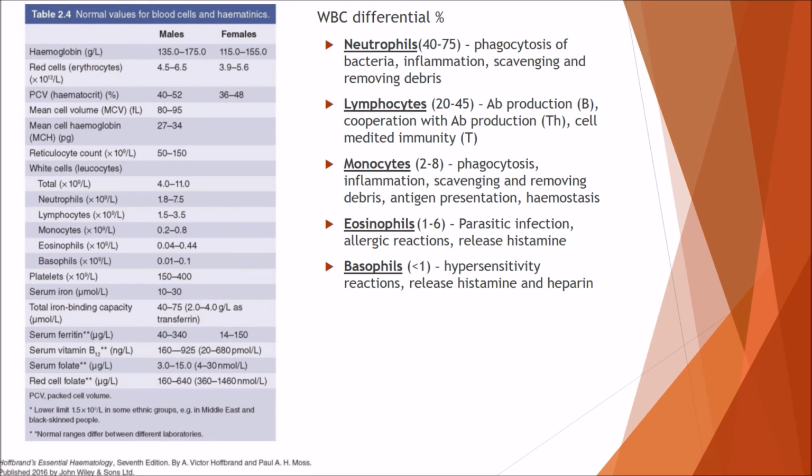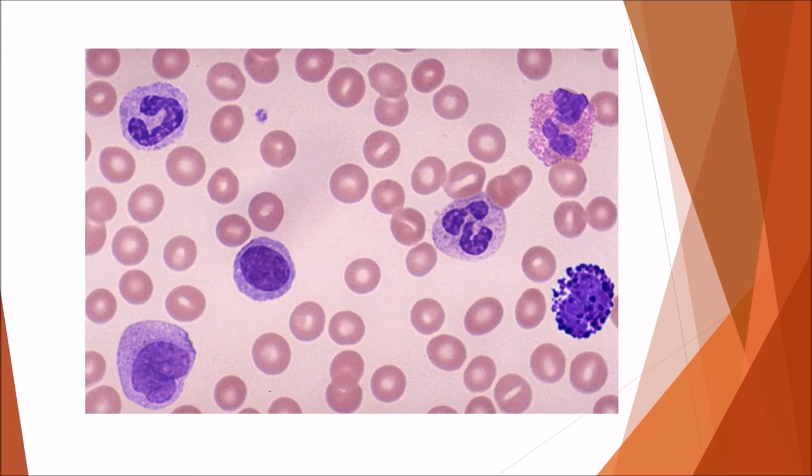You can also get eosinophils, so roughly 1 to 6% of all your circulating leukocytes are eosinophils. And these play a crucial role in parasitic infection and allergic reactions, and they can also release histamine. And then you've got basophils, so less than 1% of all your circulating white blood cells are basophils. And these play a role in your hypersensitivity reactions. They release histamine and heparin. So all of these are your different white blood cells and some of their generalized functions.